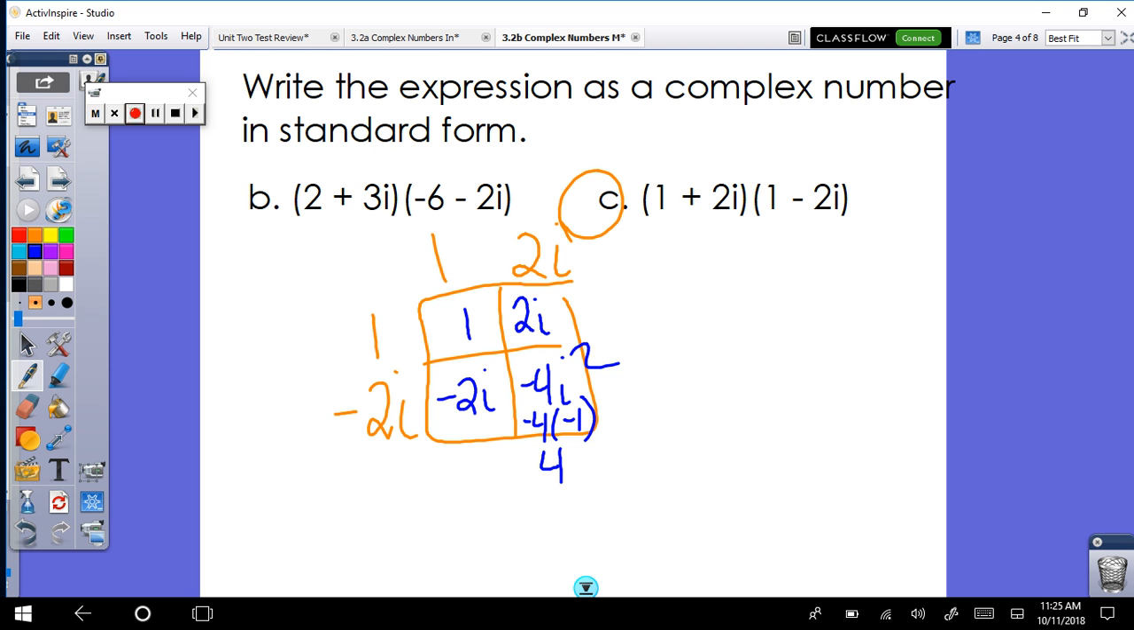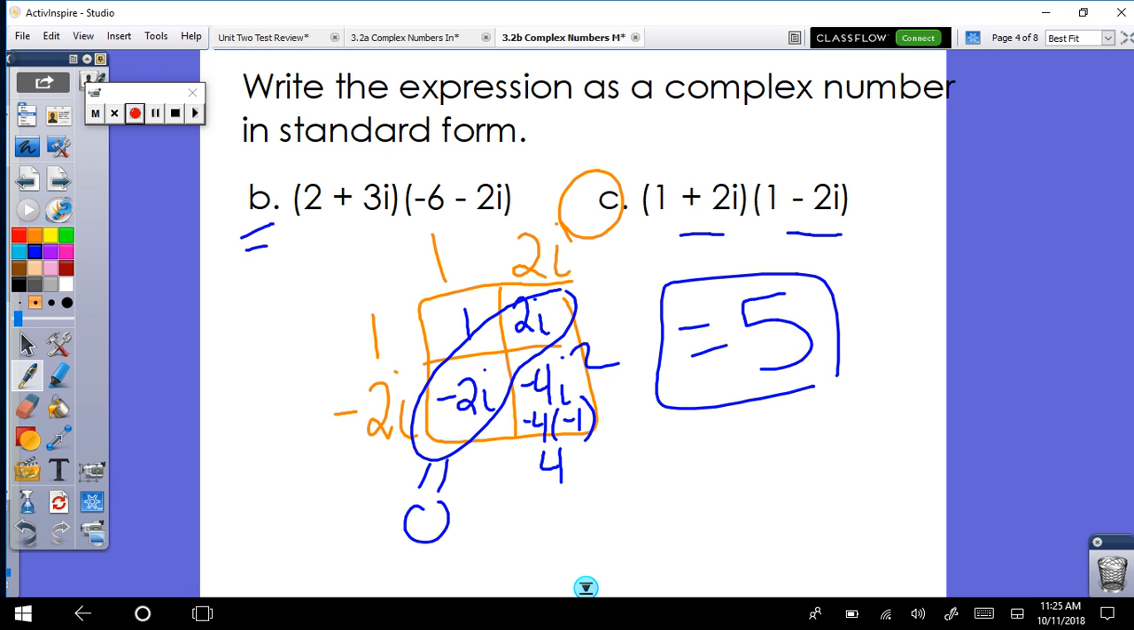Now look what happens along my diagonal this way. A 2i and a -2i, that actually equals 0. So when the expressions are the same, but one includes a positive and one includes a negative, those are called conjugates. And what happens is that the middle terms end up canceling or reducing to 0. And so now what we're left with is just a real number. 1 plus 4 is 5.